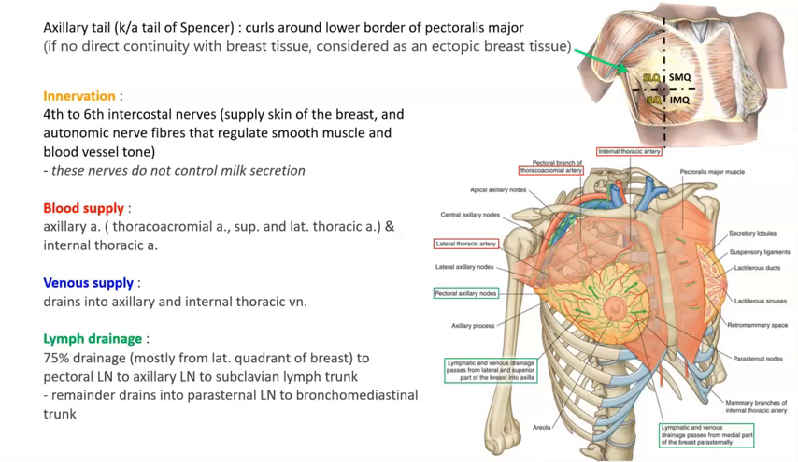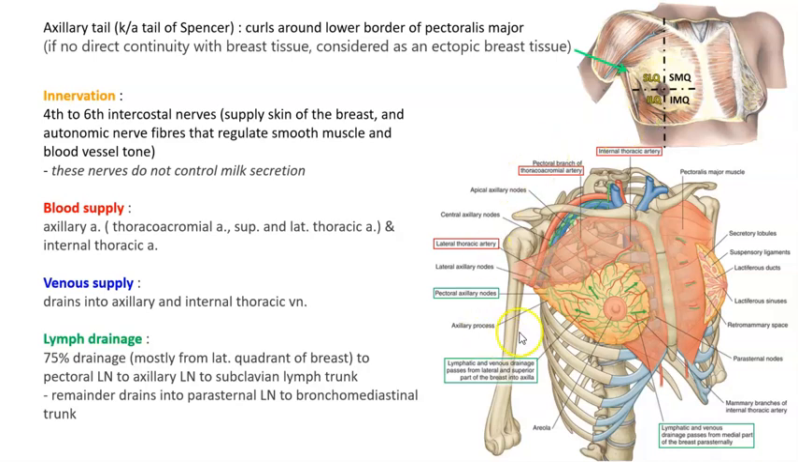And for lymph drainage, 75% drainage is mostly from the lateral quadrant of the breast. Lateral quadrant means here, the lateral side of the breast. We divide the breast into 4 regions. This is the lateral part. Okay, 75% mostly from lateral quadrant of the breast to pectoral nodes.